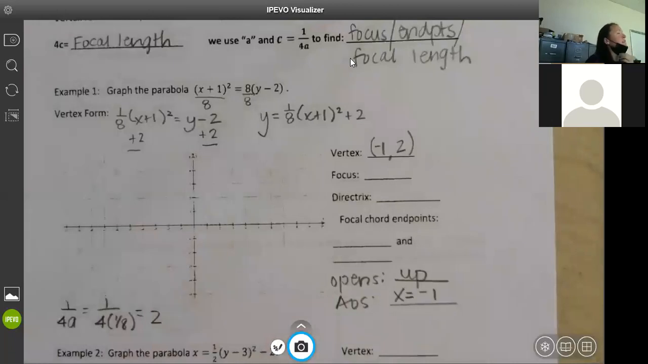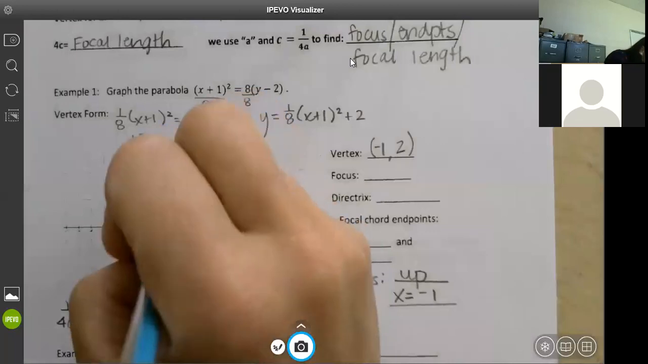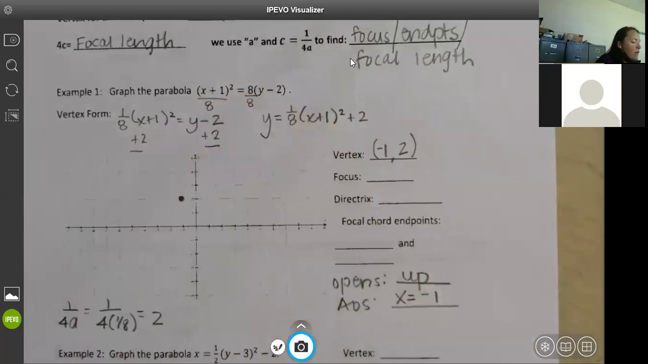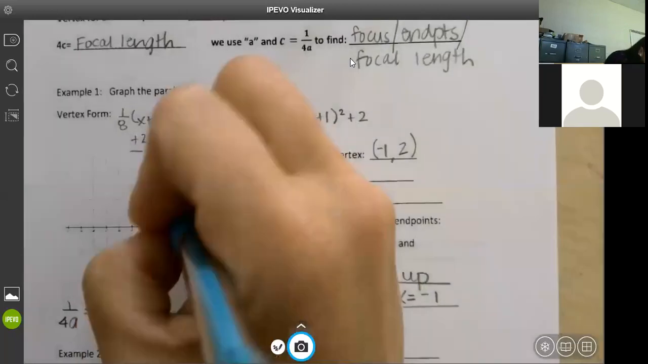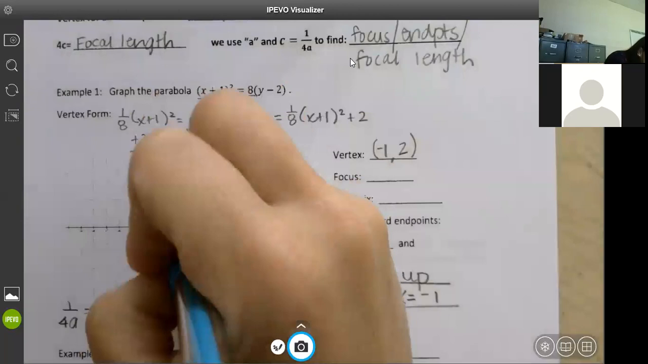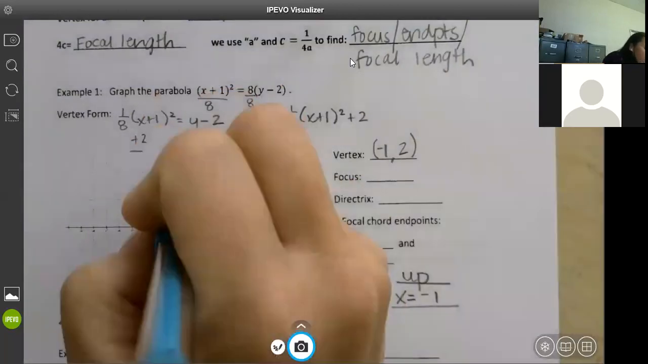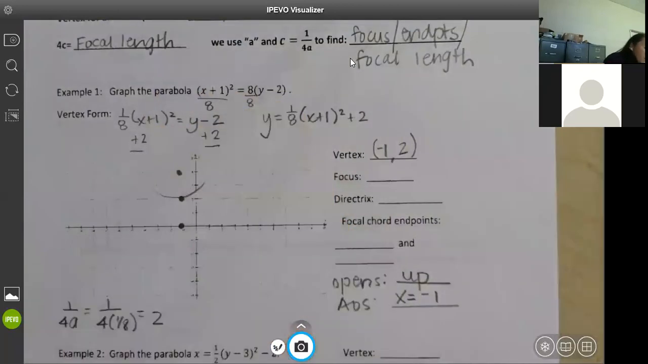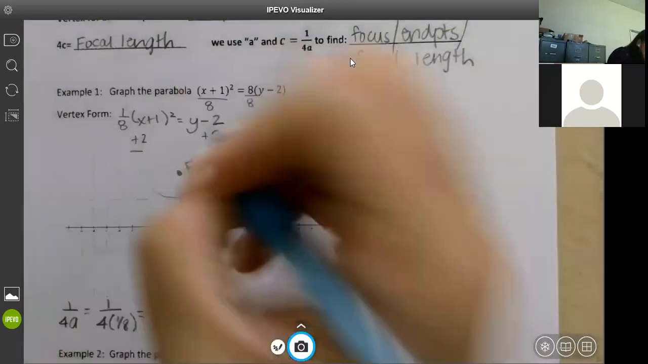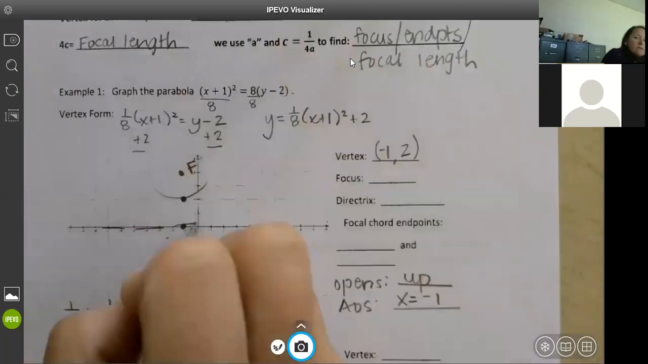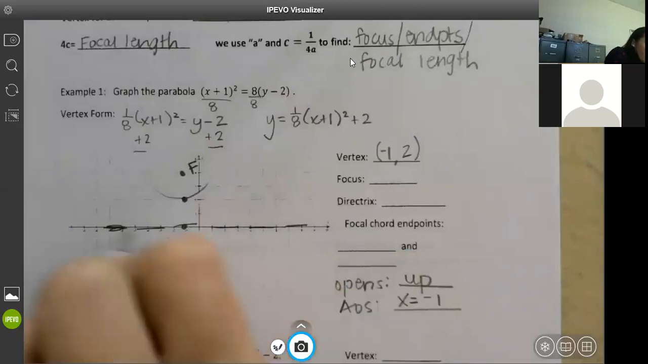So yesterday, once we got to this point, we plotted the vertex. The vertex is different today. It's -1, 2. Since it's up and down, your focus and your directrix go up and down 2 units. 1, 2, 1, 2. And then for reference, we said it opens up. So that makes this the focus. And this the directrix. And you can't really see it. I tried to make it off the line.